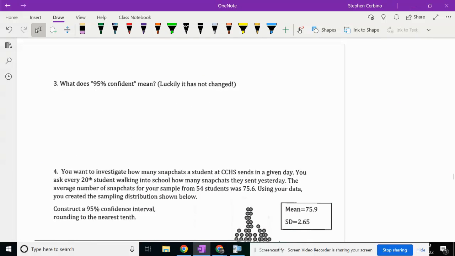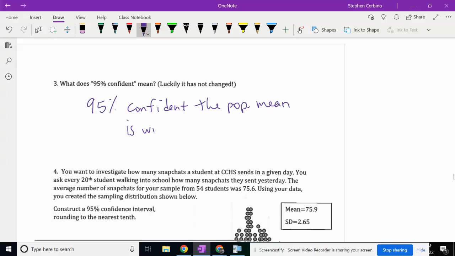So when we say, what does the 95% confidence interval mean? It's the same as it meant 2 or 3 lessons ago when we did this with proportions. It means we are 95% confident the population mean is within 2 standard deviations of the sample distribution mean.